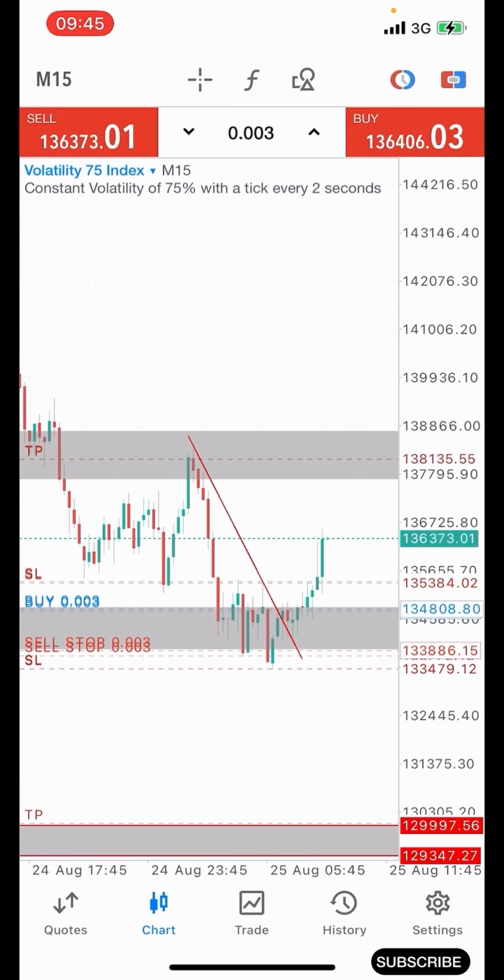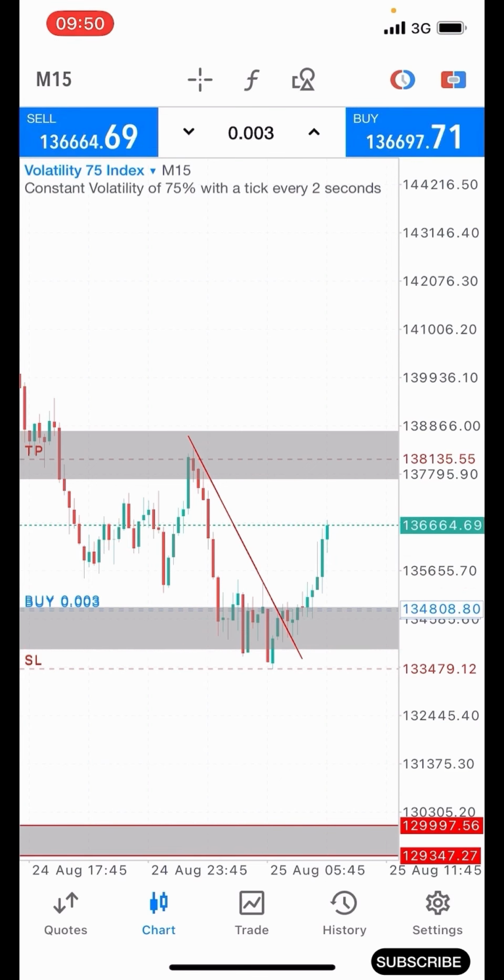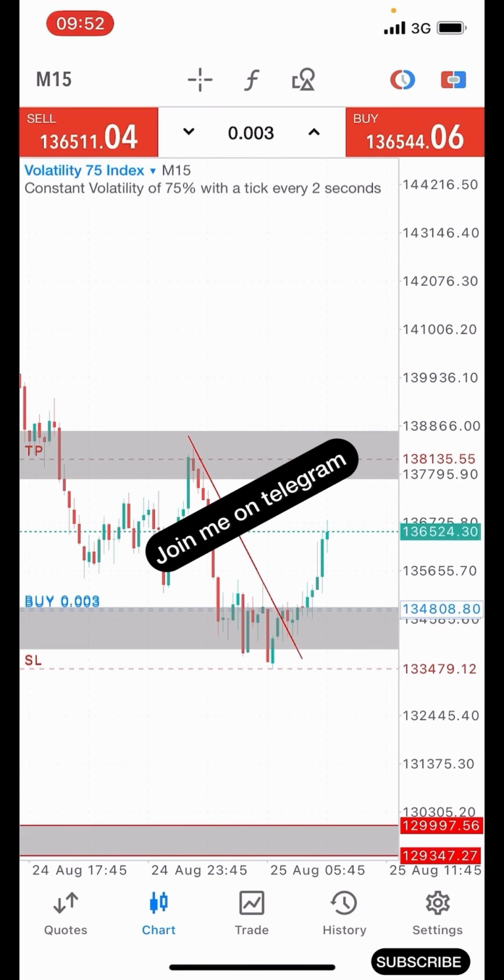How I made the analysis from the higher time frame down to the 15-minute time frame where I took the buy entry, the reason why I took the buy entry, and all that. So if you want to see me do that, make sure you stick to the video till the end.